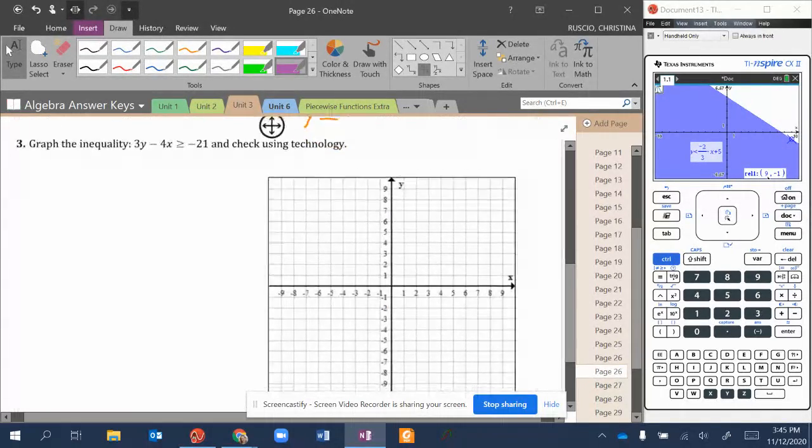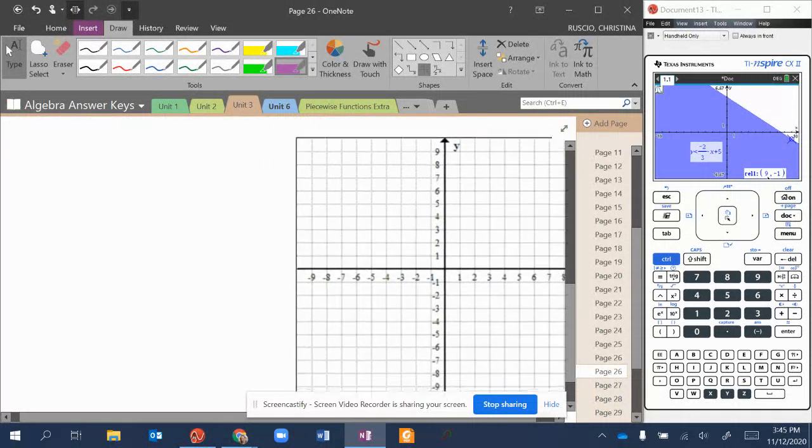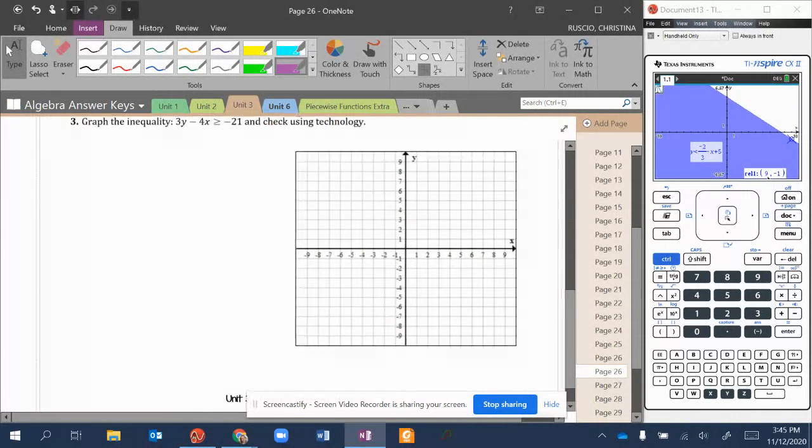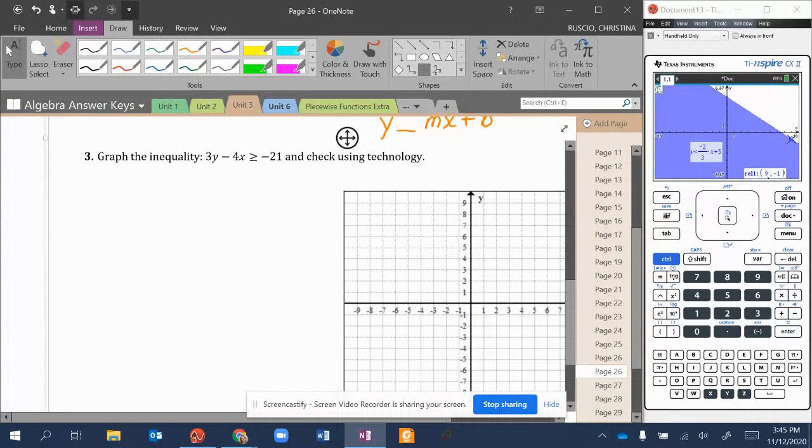Okay, now, question number 3. We'll go through this one a little bit quicker now that we just had a lot of calculator practice and practice with being careful with our work. Let's graph this inequality and check using technology. All right, so we got to get y alone, right? Y is not alone. We need to have this in slope-intercept form. So the first thing that we're going to do is add 4x to both sides so we can get y alone, or just move it over and make it positive.